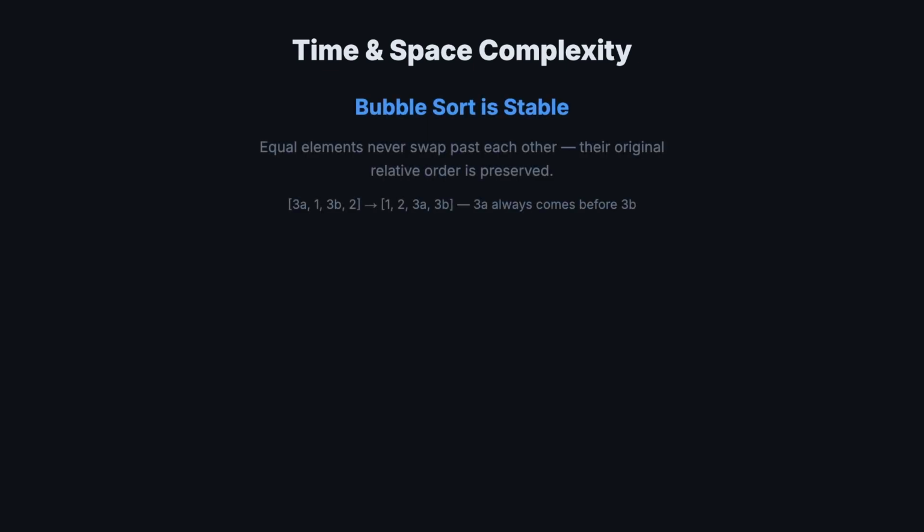One more thing, bubble sort is a stable sort. What does stable mean? If 2 elements have equal values, a stable sort keeps them in their original relative order. Bubble sort is stable because we only swap when array j is strictly greater than array j plus 1. We never swap equal elements, so the original order is preserved.